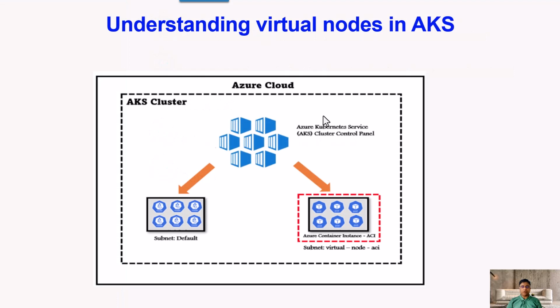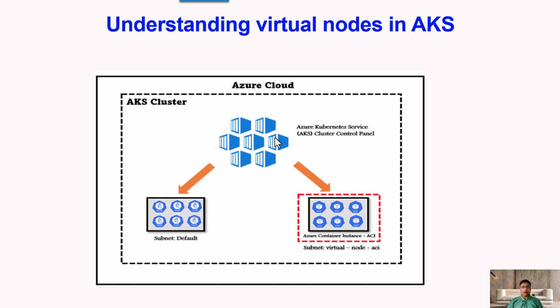So what are virtual nodes in AKS? As you know, Azure Kubernetes Service works on a cluster, right? Behind the scenes, this works on VMs. When you spin up an AKS cluster, it actually creates VMs, which are called nodes, and those nodes are working behind the scenes to spin up your pods.